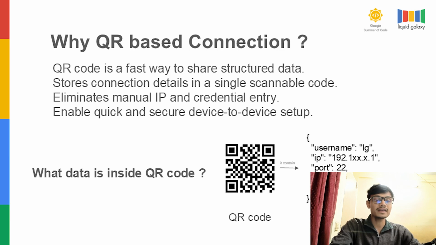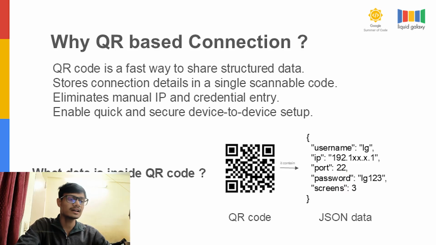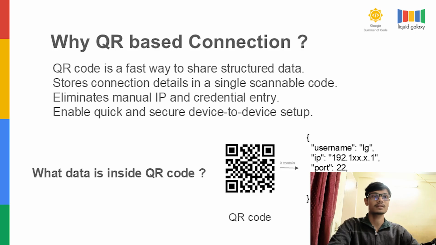Now, what data is inside the QR code? The QR code that we are scanning through the mobile app contains JSON data, which we can show here in the rightmost corner. It contains the username, IP, port, password, and screens. When the mobile app scans the QR code, it decodes the data, validates it, and automatically configures connection settings. This removes human error, speeds up the setup process, and makes the system much more user friendly.